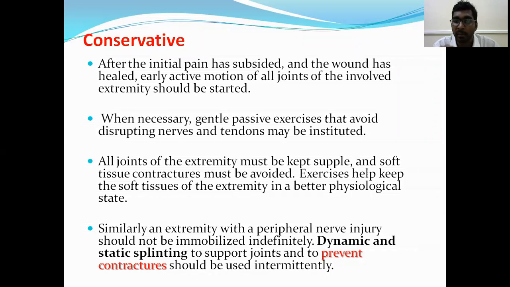Similarly, an extremity with peripheral nerve injury should not be immobilized indefinitely. Dynamic and static splinting to support the joints and prevent contracture should be used intermittently. Okay, this last line is important.